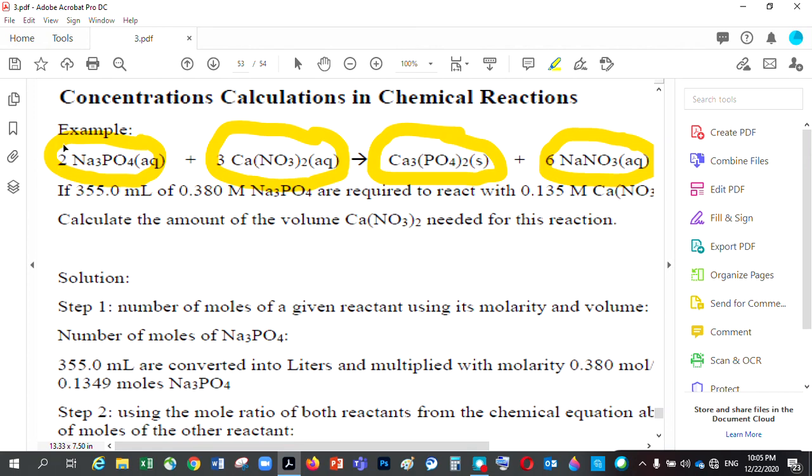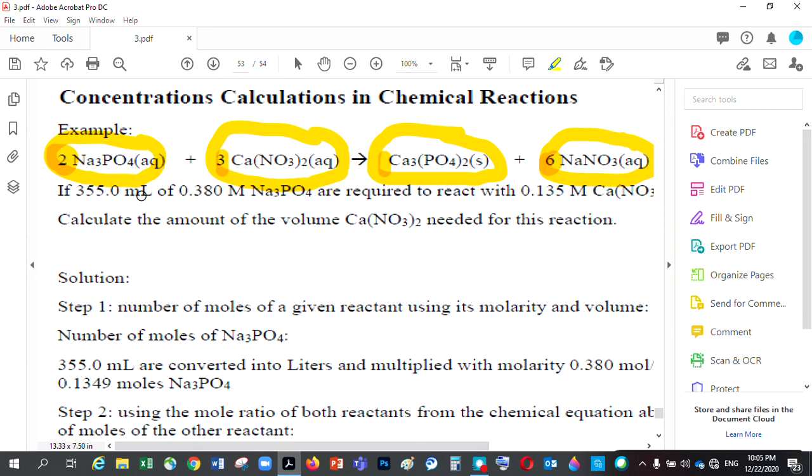This is 2 here. This is 3 here. This is 1 here. It's not written, but understood to be 1. This is 6. So I have to watch for those mole ratios. Now it gives me the molarity of sodium phosphate.